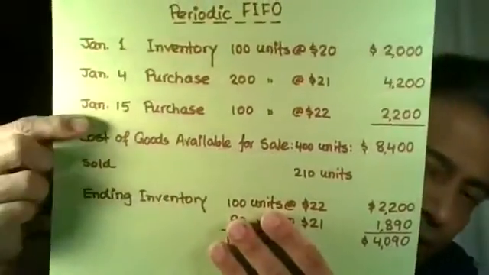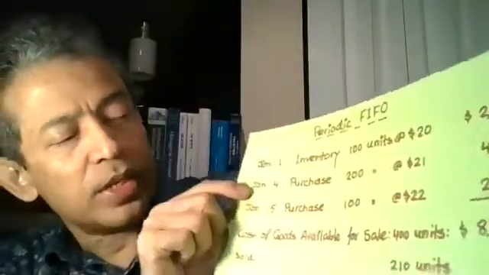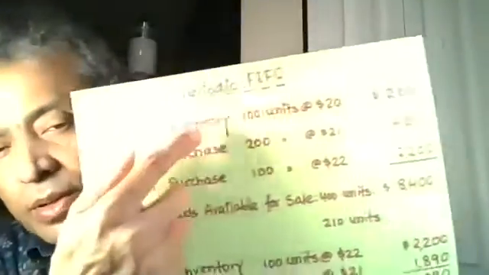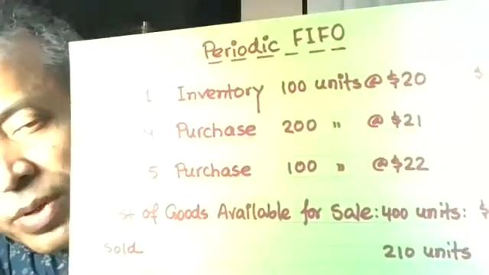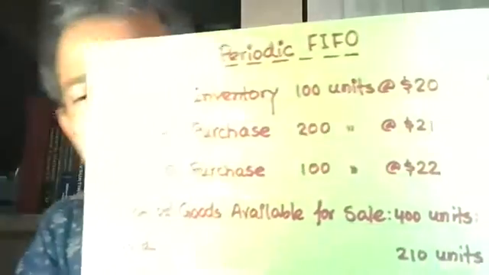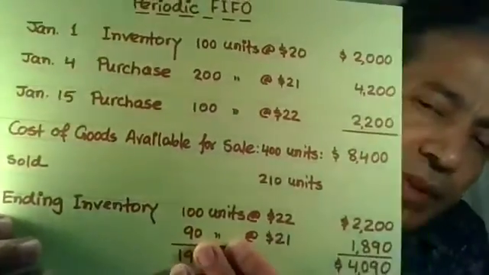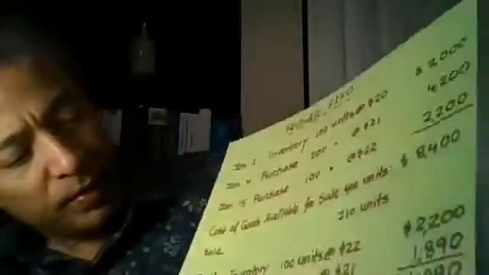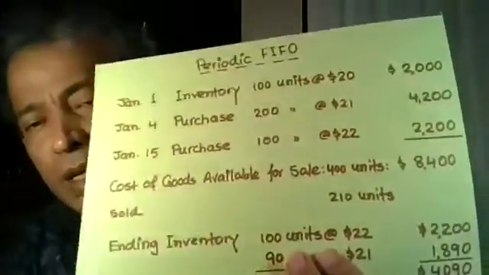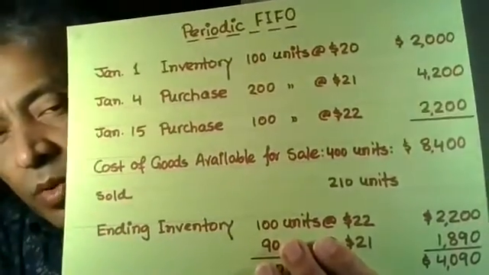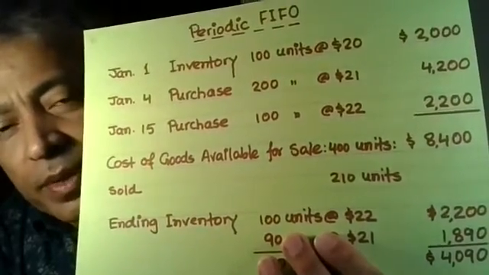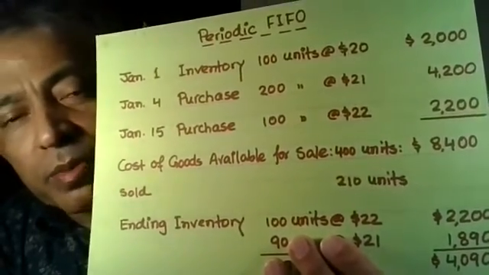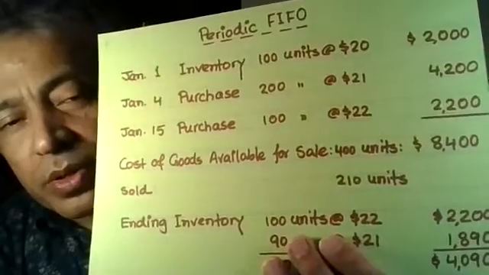What we have is the 3 purchase records. You can see purchases on January the 1st. We had a beginning balance of 100 units. Then January the 4th, we had a purchase of 200 units at 21. And then January the 15th, we had a second purchase of 100 units, this time at $22. So these are our total 3 consignments. One is beginning inventory and then 2 new consignments.